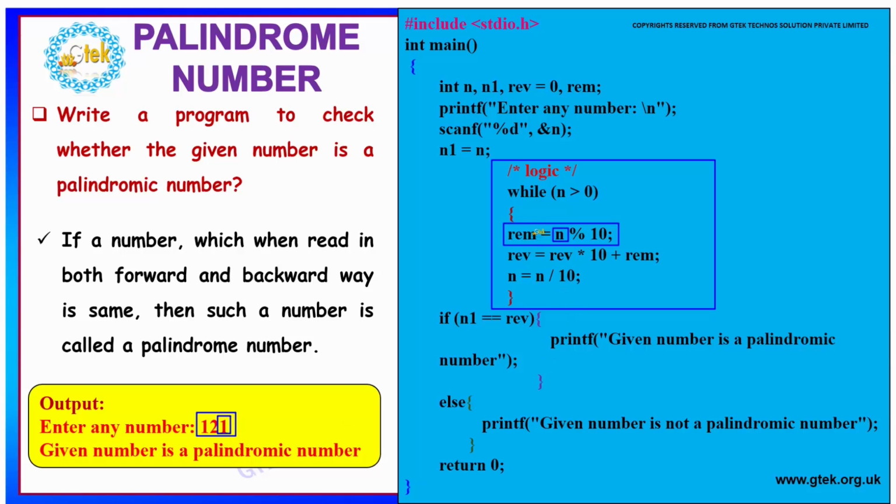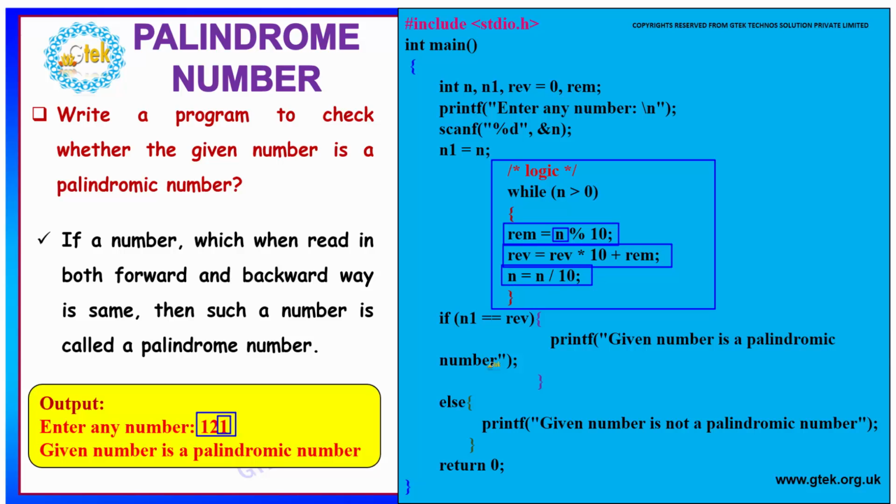And further, our step is reversing the number. So when we reverse the number and add the remainder, we get the number reversed. Further, we are dividing the number by 10.